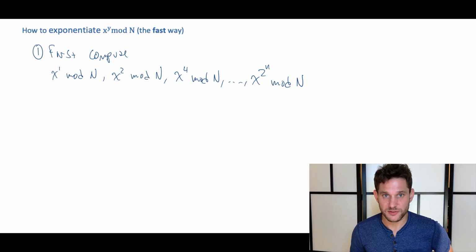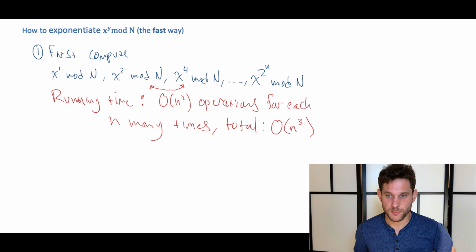Each of these operations is going to be an O of n squared operation, and we do this all the way up to x to the 2 to the n. So we have to do this n times. So in total, this step is going to be an O of n cubed operation.